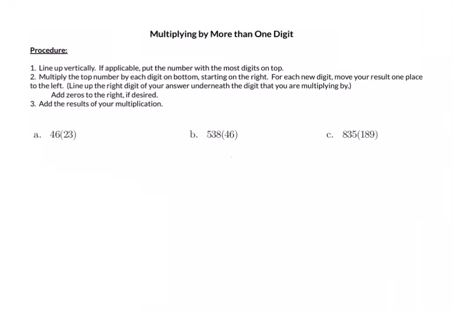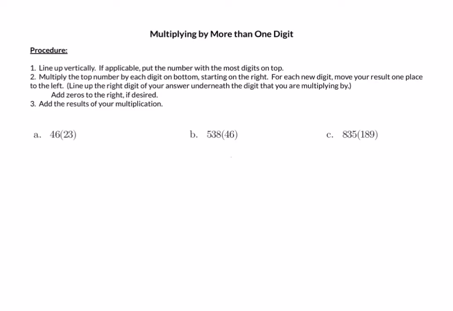First thing we want to do is line up the columns vertically. If applicable, put the number with the most digits on top. We're going to multiply the top number by each digit on bottom, starting on the right. For each new digit, you want to move your result one place to the left. Basically, line up the right digit of your answer underneath the digit that you are multiplying by. You can add zeros if you want, if it makes it a little bit easier for you to read.